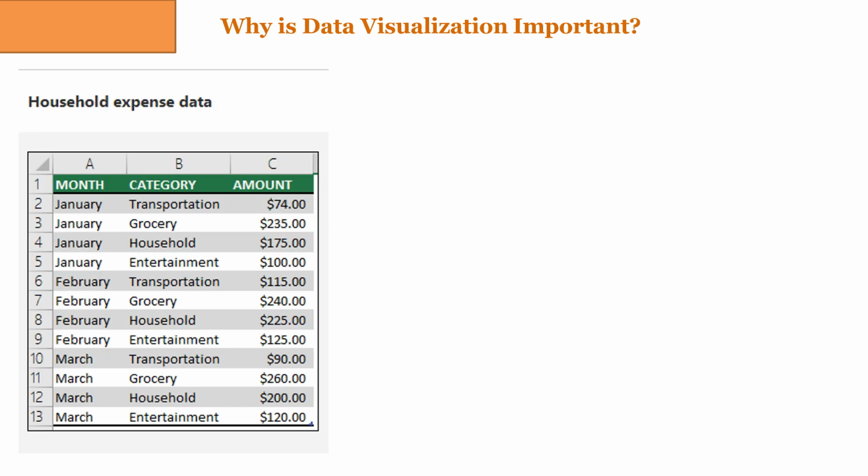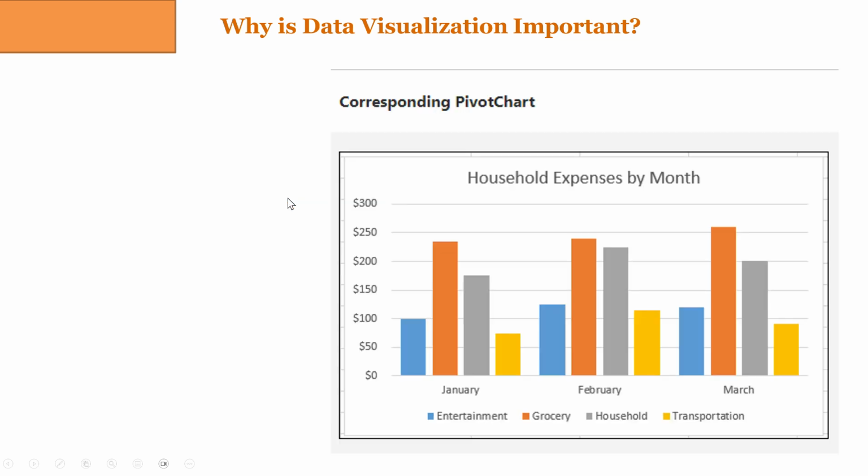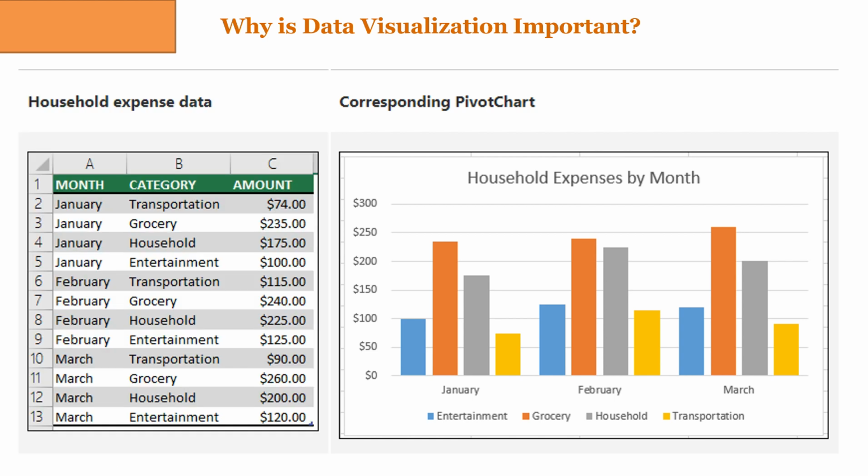So let's take a simple example here. We have household expense data on the left hand side, where we have our months, the categories in a month, the amounts and all that. And we also have household expenses by month. If you compare these two things together, you could begin to agree with me that presenting your data as a chart is much more interesting and entertaining than putting it in plenty of lines of text.